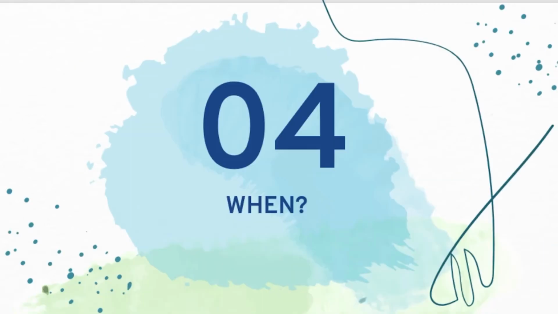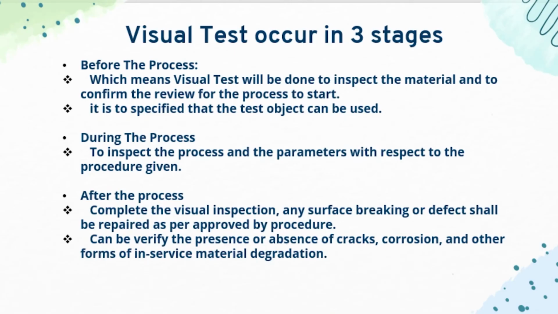So the next part is I will explain when the usual visual test will be used. As you guys know, visual test occurs in three stages: before the process, during the process, and after the process. Before the process, what process? It means what they do, such as welding or any project they have to do.